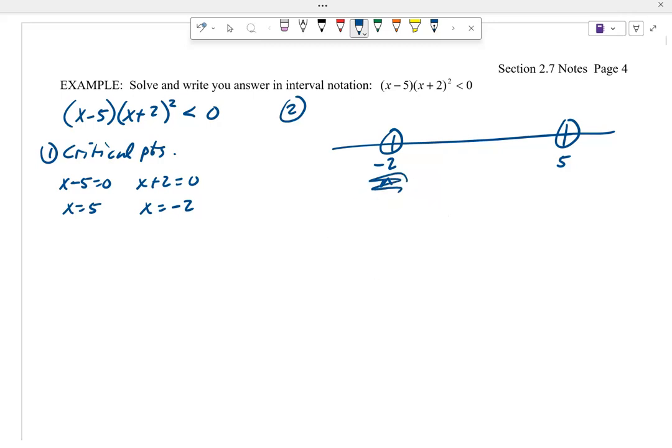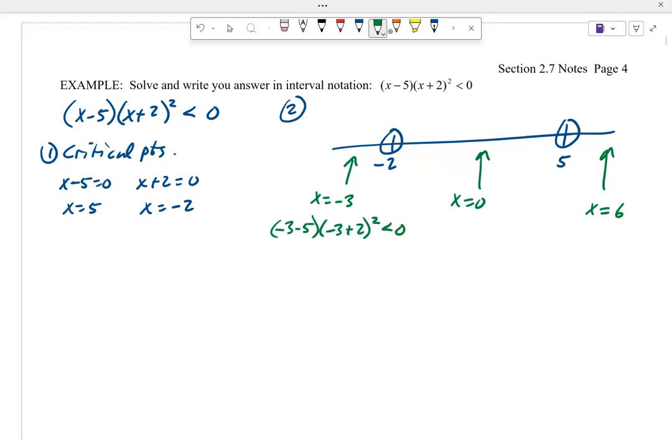And now we got to decide what we are going to test. Well, let's test something to the left of negative 2, like negative 3, something between a negative and a positive, and something to the right of 5. And let's throw them in one by one. Negative 3 minus 5, negative 3 plus 2 quantity squared. So I got negative 8 times negative 1 squared. Well, negative 1 squared is a positive 1. Is negative 8 less than 0?